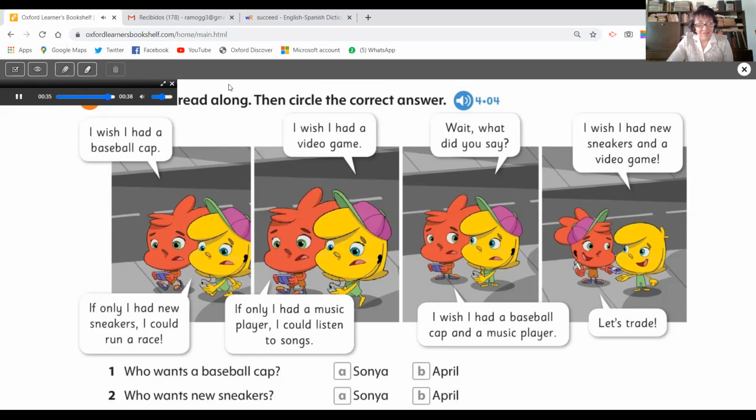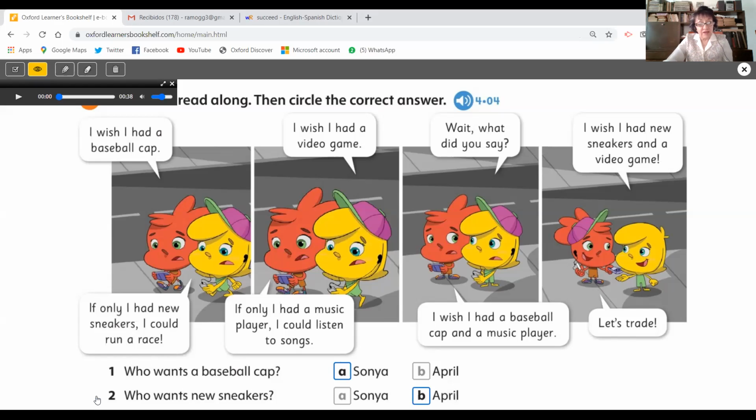Let's trade. Okay, so they are wishing and expecting something to be different. Who wants a baseball cap? Yeah, you're right. It was Sonia. Who wants new sneakers? It's April. So they're going to switch.